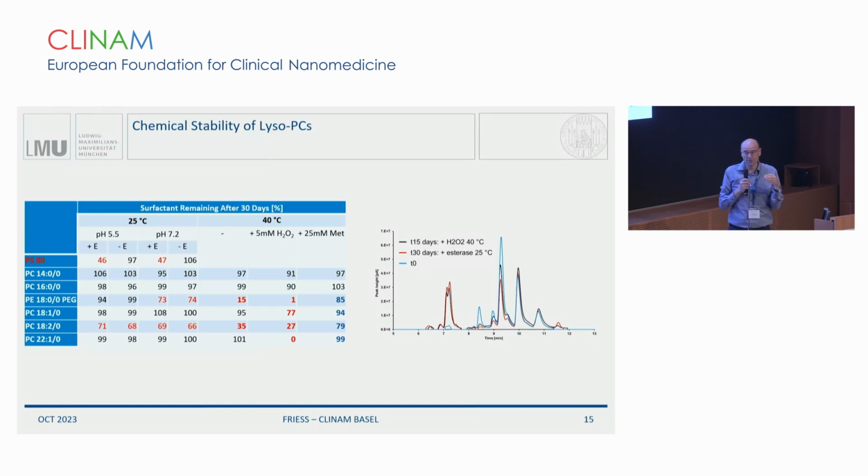So the physical-chemical part, or the interface, we covered. Next thing was the chemical stability, and we saw some interesting results, because the polysorbate, only look at the red numbers. The polysorbate, 25 degrees at different pHs, plus minus E means esterase.